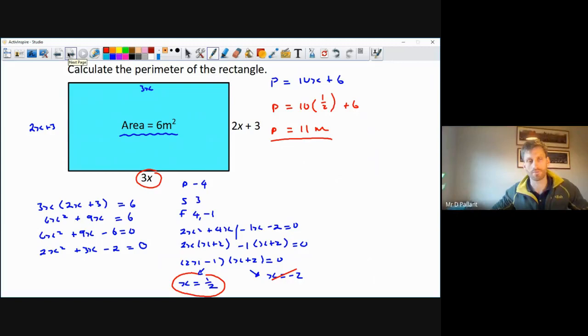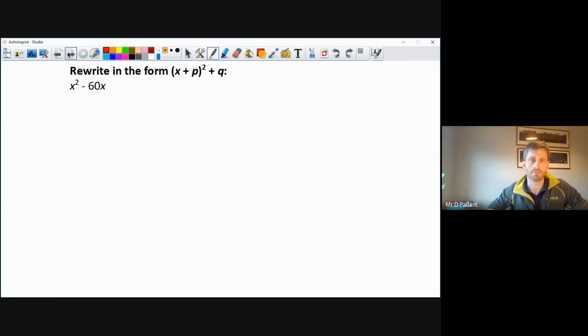So we're working in rough at the moment. Have a go at this from yesterday. See if you can remember how we did it. So what we did was we started by creating that square. We popped an x in there and we halved this number to get minus 30. And then we said on the end, we're always going to take away whatever that number there is squared, and 30 squared is 900. And so that's the answer. So you can see if you got that right.